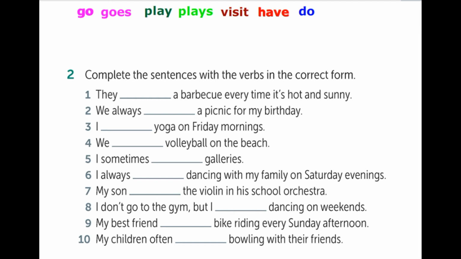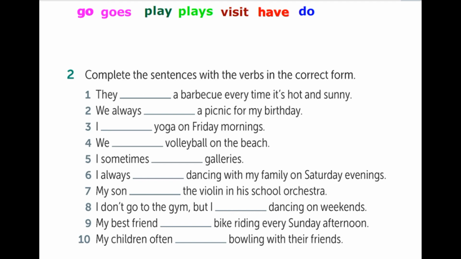So let's do the exercise. Number 1, they a barbecue every time it's hot and sunny. Number 2, we always a picnic for my birthday. Number 3, I yoga on Friday mornings. Number 4, we volleyball on the beach. 5, I sometimes galleries. Number 6, I always dancing with my family on Saturday evenings.